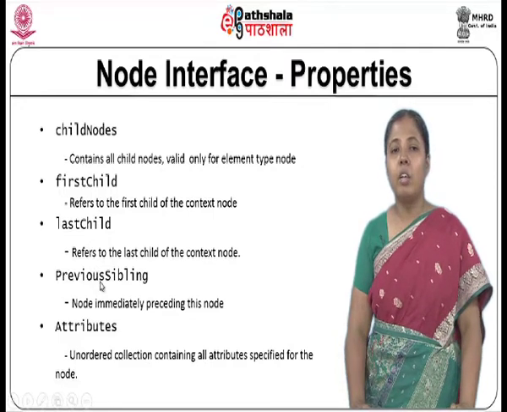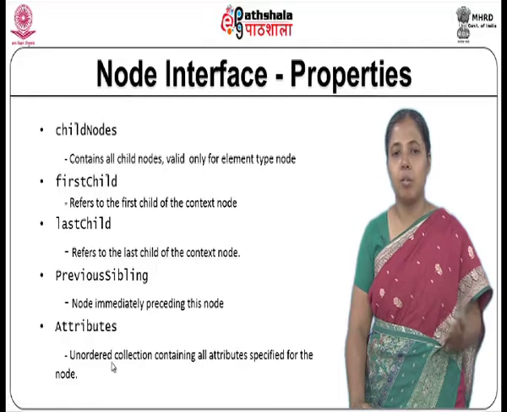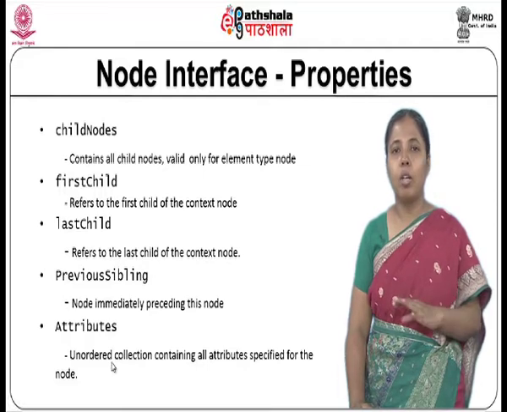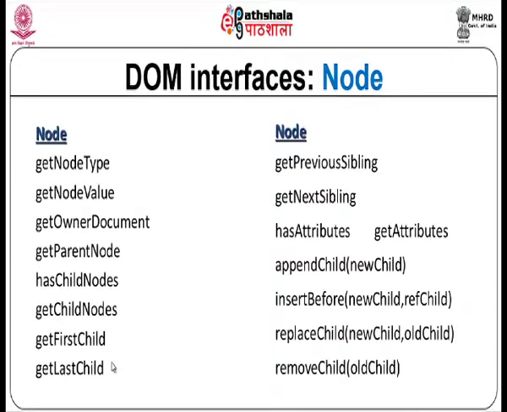First child refers to the first child of the context node. Last child refers to the last child of the node. Previous sibling and next sibling are similar, the preceding node or the node after it. And then attributes gives the unordered collection containing all attributes specified for the node. So, these are the different properties, and the methods used to access them are listed here.